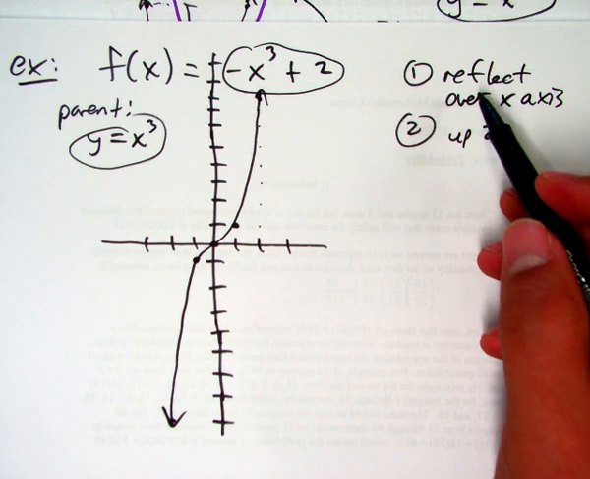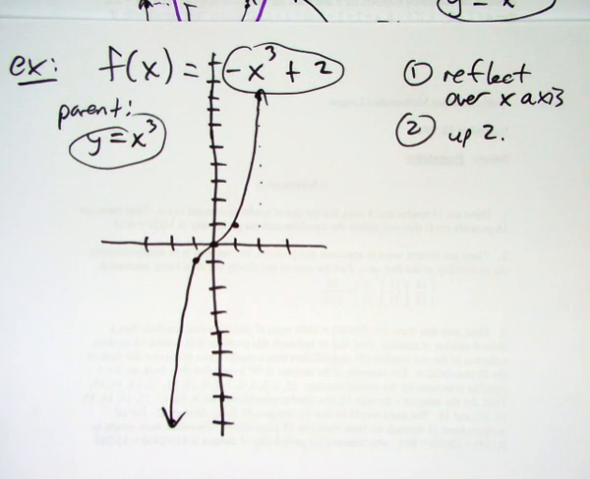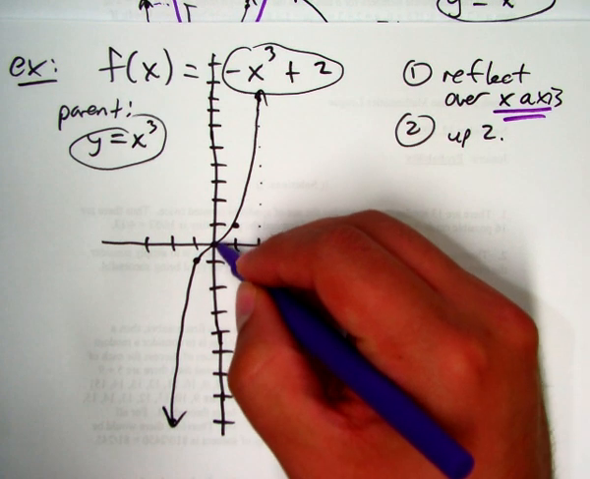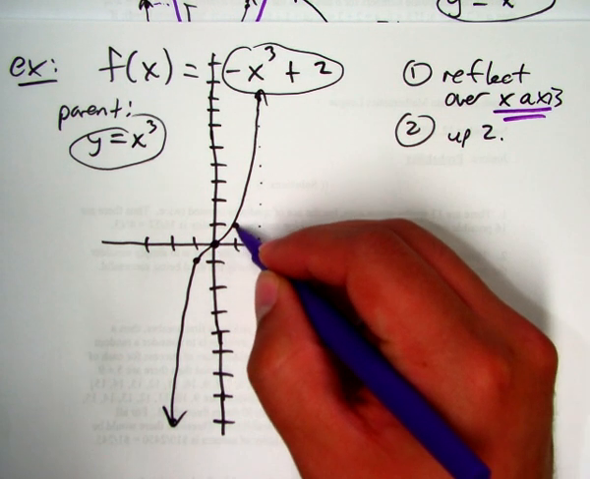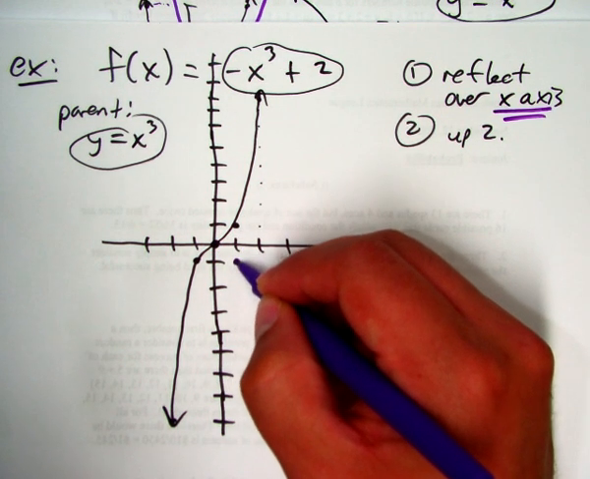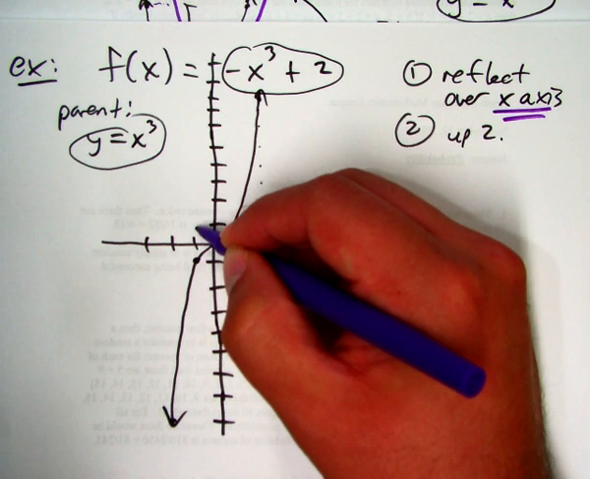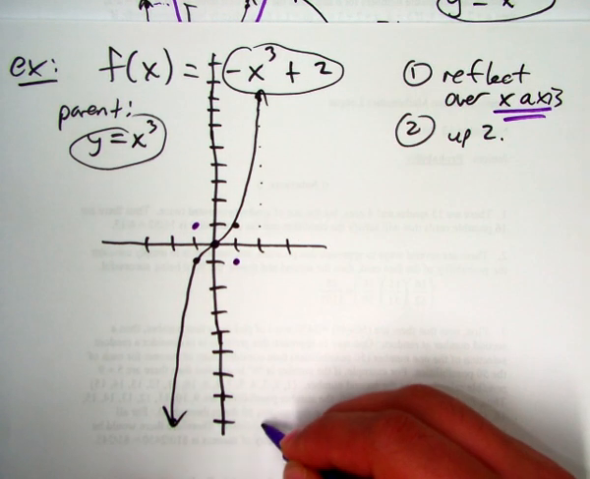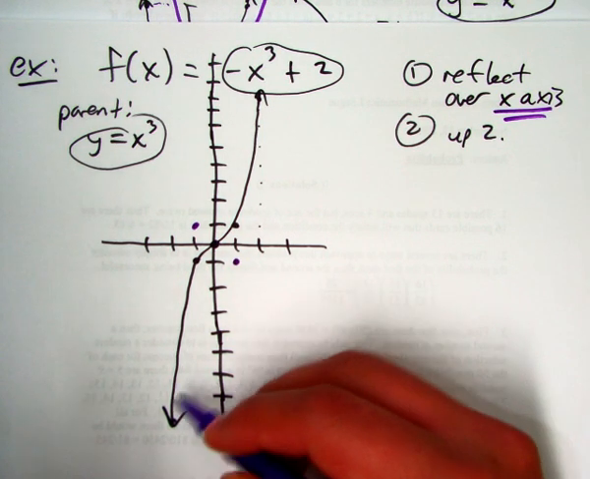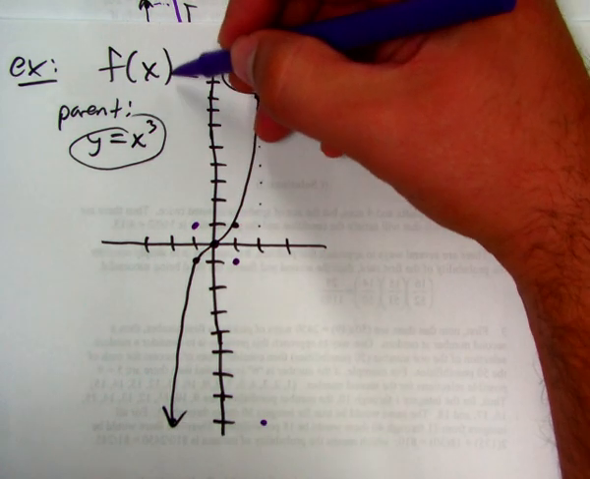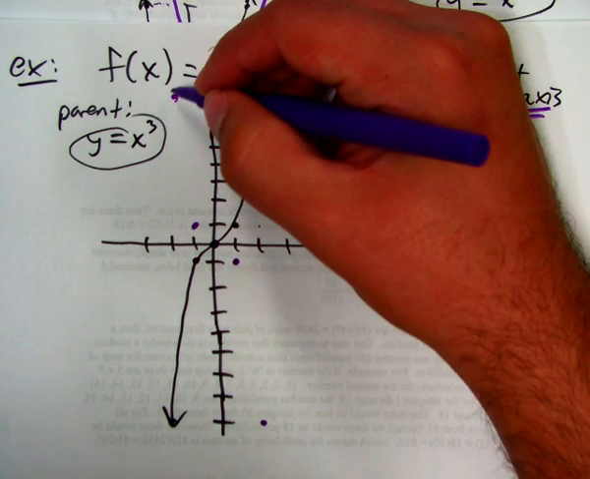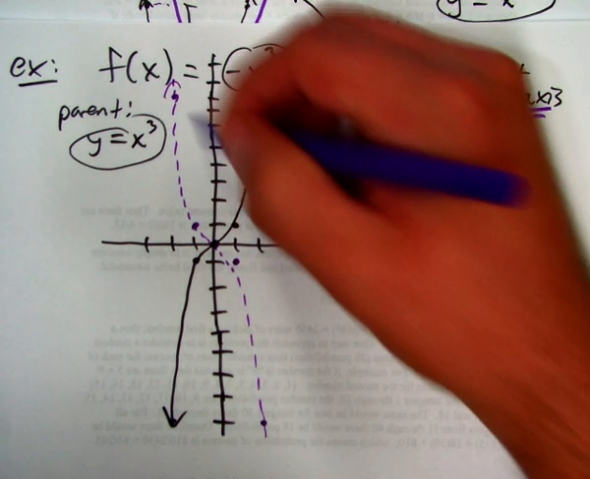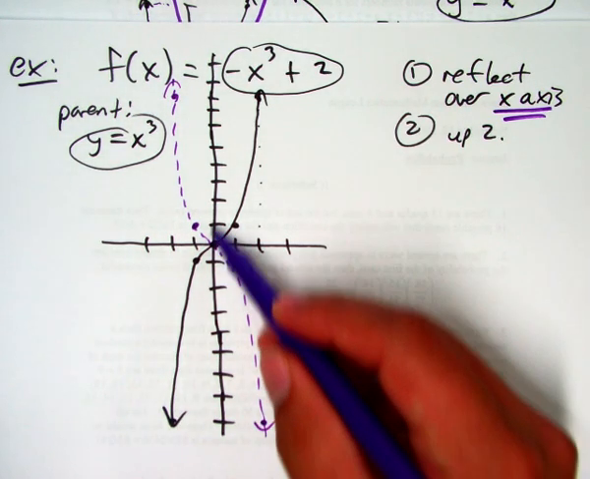If we reflect over the x-axis, then this point at the origin stays where it is. This point flips across the x-axis to negative 1. This point flips up to positive 1. This point at positive 8 goes down to negative 8. And this point down at negative 8 goes up to positive 8. So now, here's what I have after doing one step. So if I flip it over the x-axis, this is what I have.